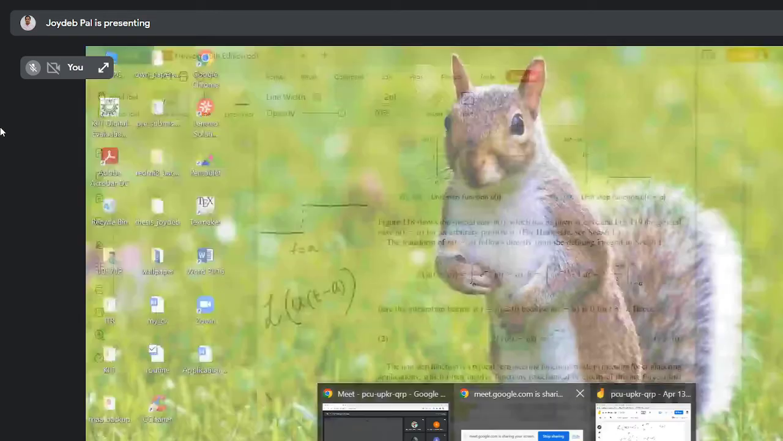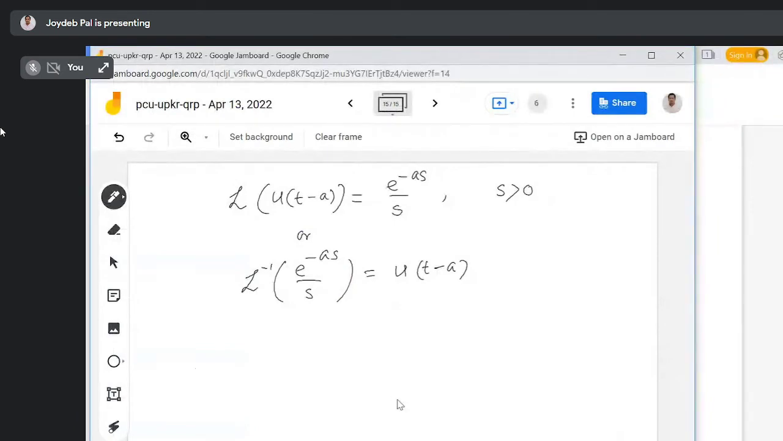meaning from now on they can give all these questions, like what is the Laplace inverse of e to the power minus 2s divided by s square plus 1. So to solve it you need more knowledge actually, but from now on this type of question may be asked: e to the power minus 2s divided by s square plus 1, what is it? Fine. Yes sir.